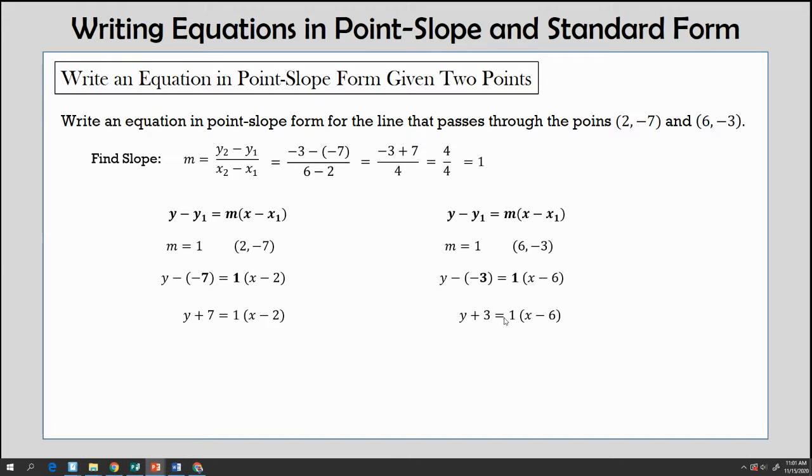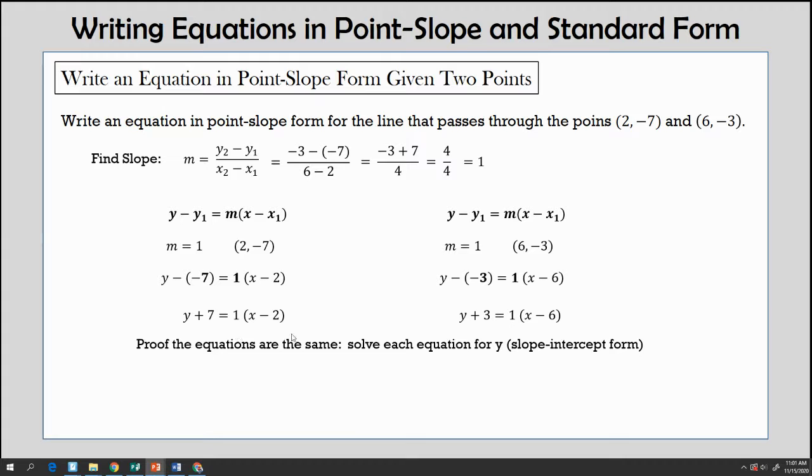You don't have to do them both. I'm just showing you this for a reason here, and you'll see in a second. But either one of these is a final answer. Now, to show you proof that these two are actually the same thing, I'm going to solve each one of them for y and show you that we wind up with the same equation in the end.